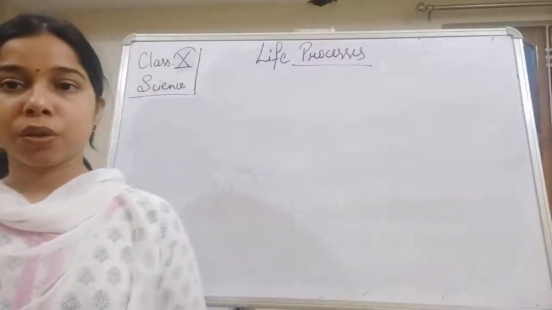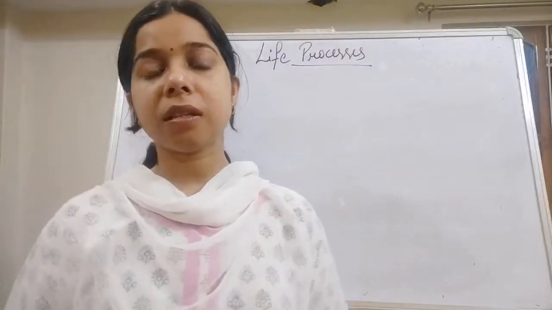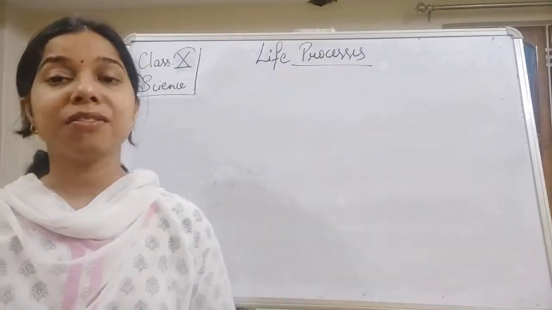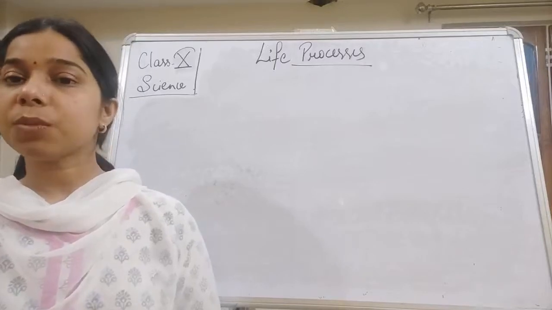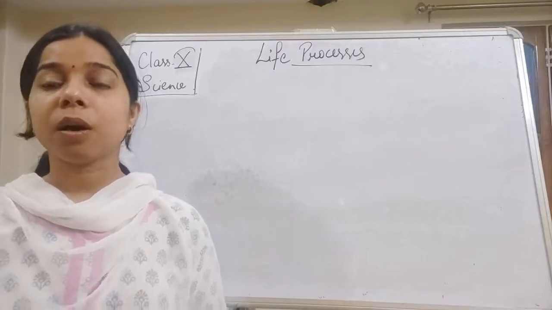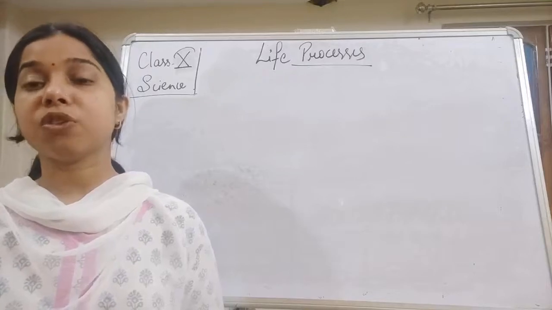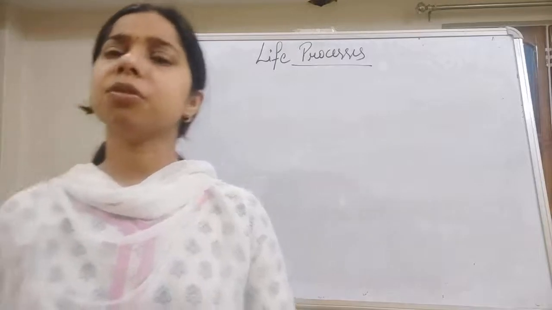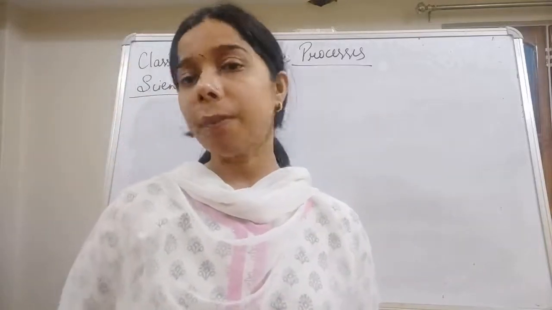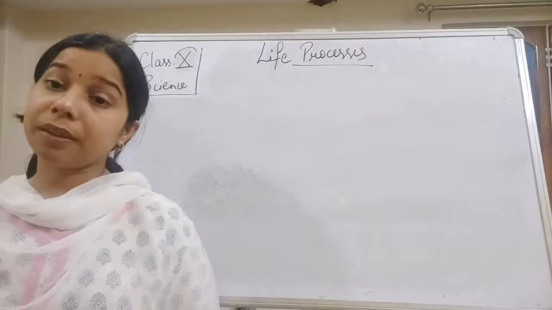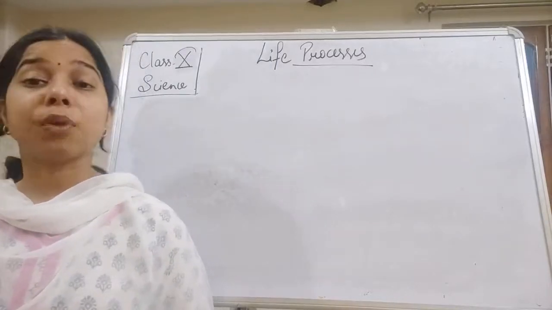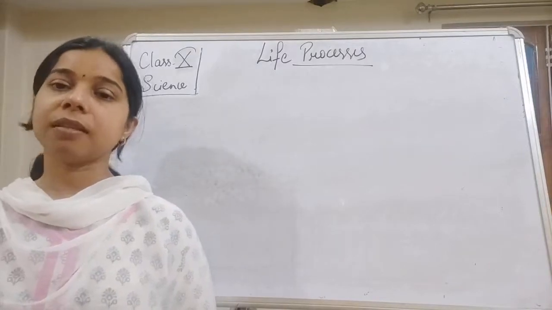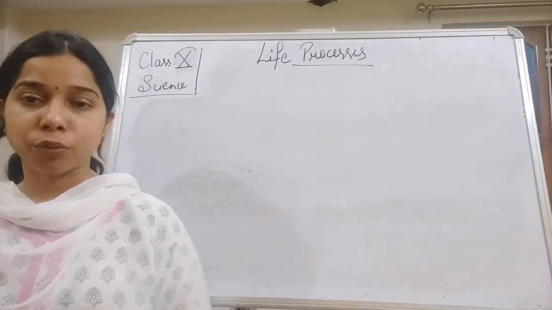Hello students. In the previous class, in the chapter on life processes, we have seen the different modes of nutrition, as well as the conditions which are necessary for plants to make their food. For that, we should know how plants prepare their food. The plant prepares its food by the process called photosynthesis. It is due to photosynthesis that they are able to synthesize their own food.